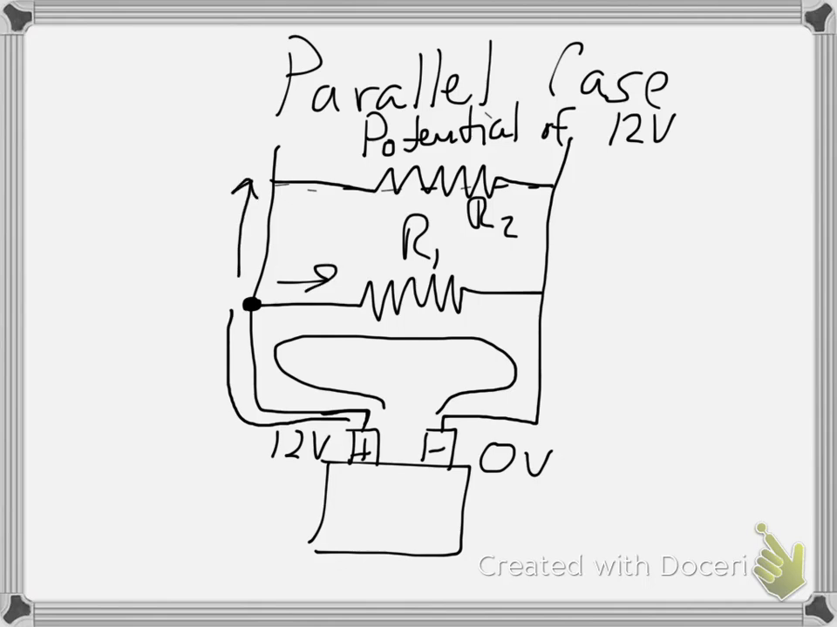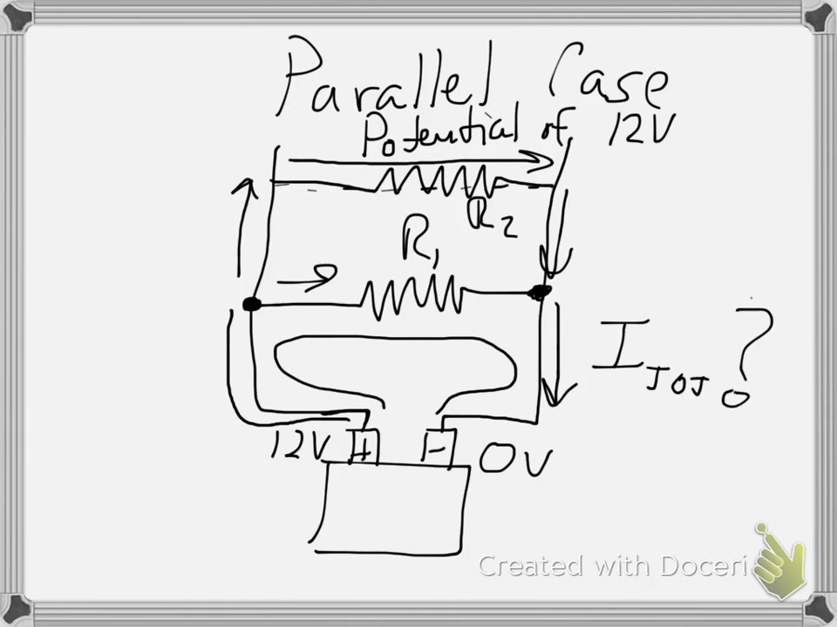And then the current that went up will go through resistor 2 this way, and then down this way, and the current that went through R1 will meet up with the current that went through R2 right here, and then the total current will come back down this way. All right? But what is that total current? That's the question.